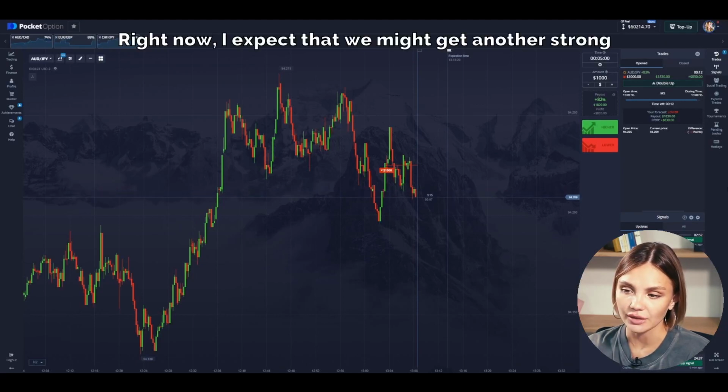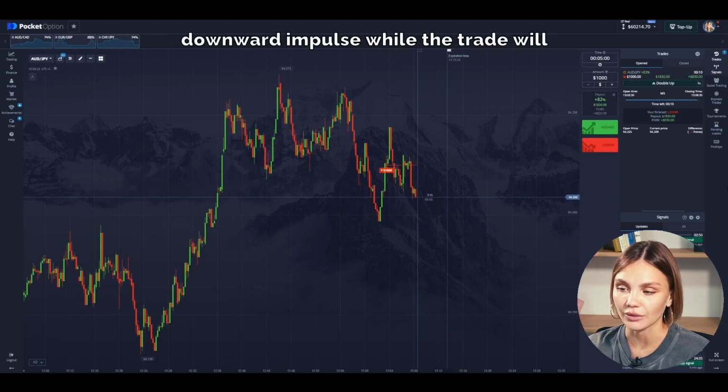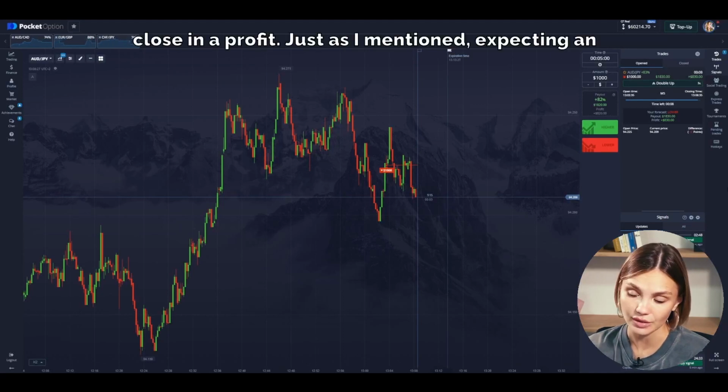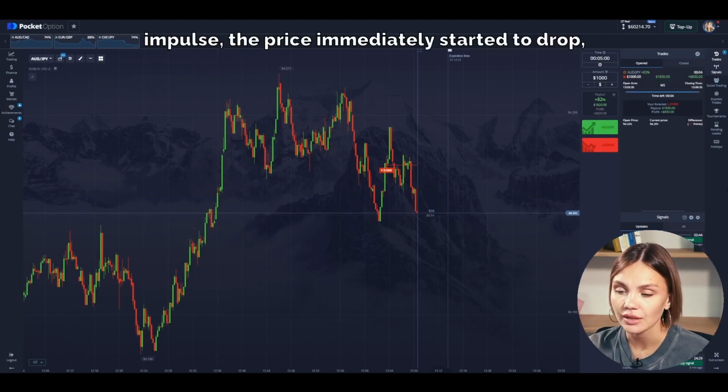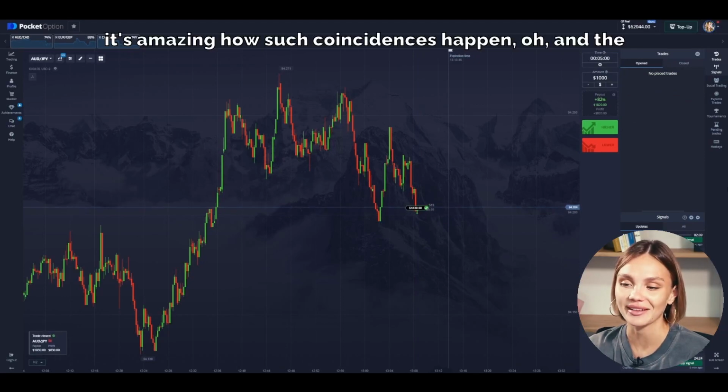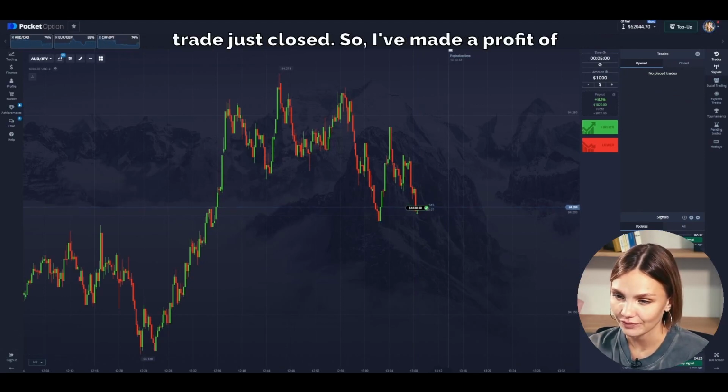Right now, I expect that we might get another strong downward impulse while the trade will still close in a profit. Just as I mentioned, expecting an impulse, the price immediately started to drop. It's amazing how such coincidences happen. Oh, and the trade just closed.